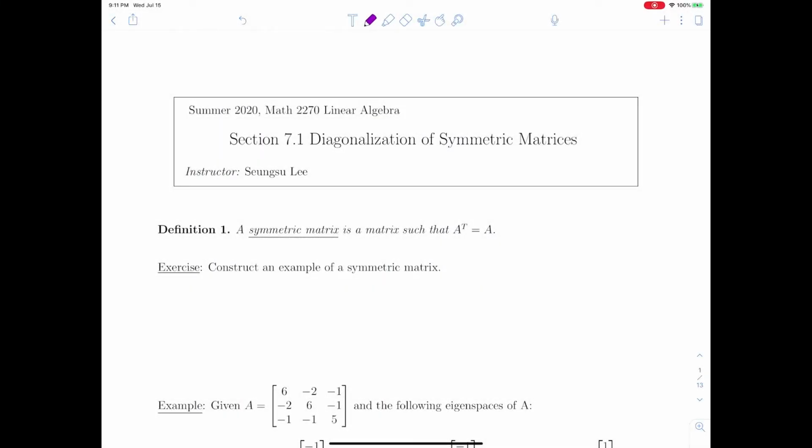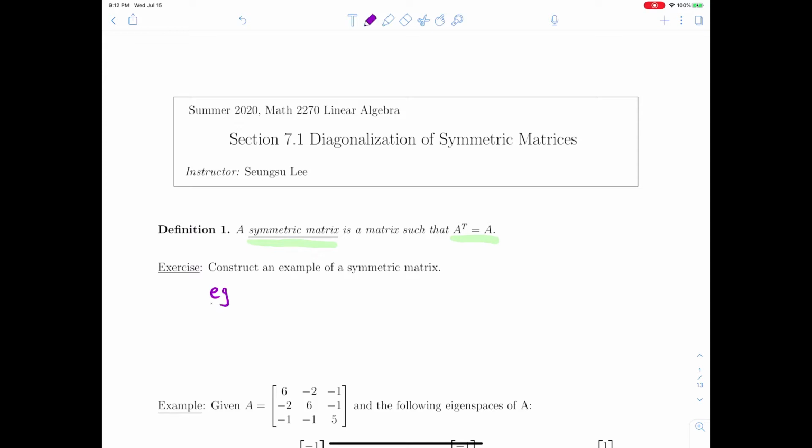Okay, so in this section, we're going to talk about diagonalization of symmetric matrices, and this is one of the most important sections in linear algebra, because there are a lot of applications to this. So let us see the definition of a symmetric matrix. A symmetric matrix is a matrix such that A is the same as its transpose.